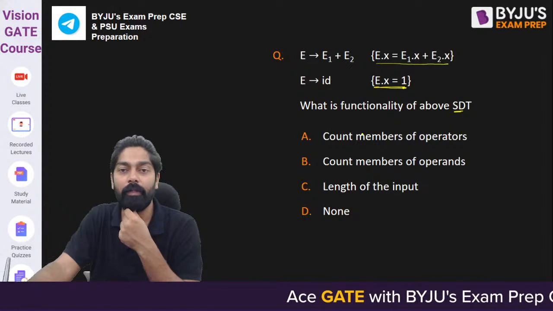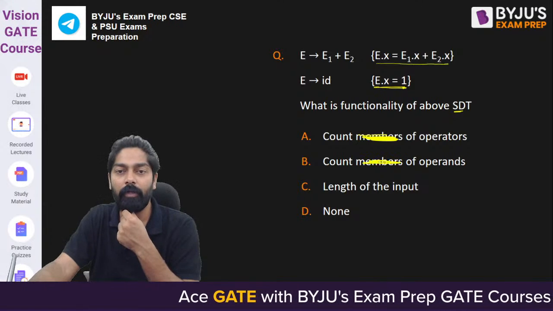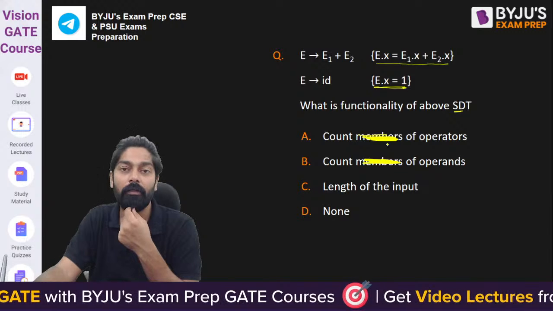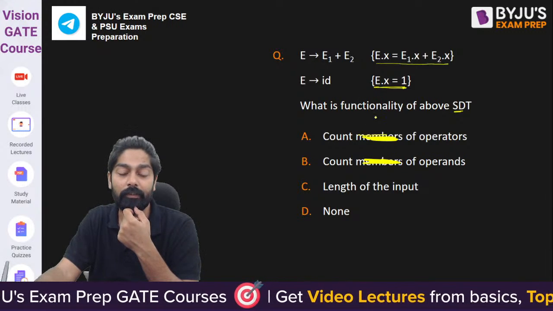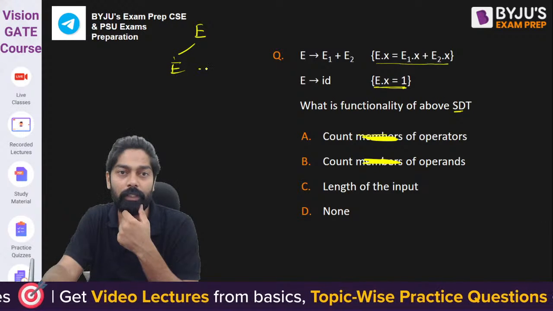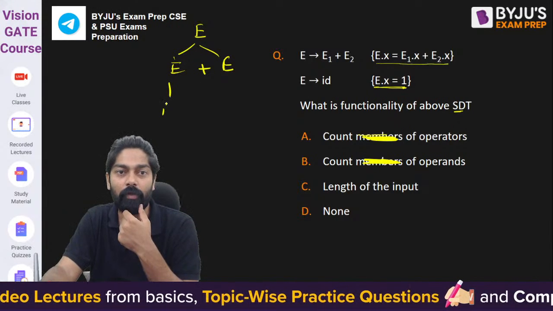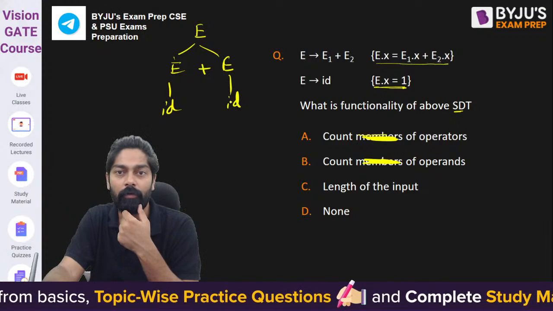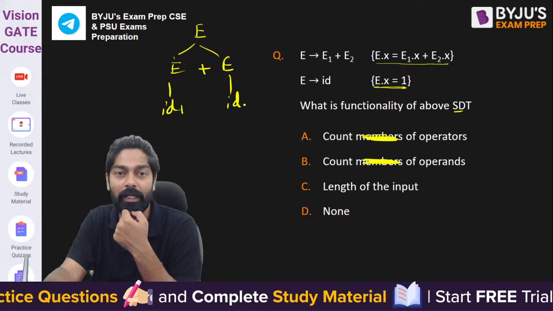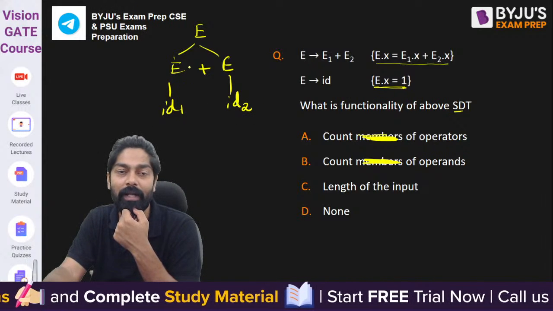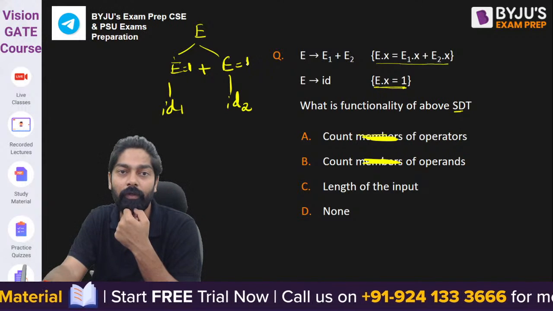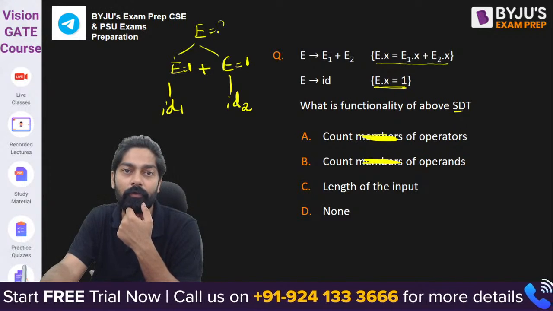The options are: number of operators, number of operands, length of the input, or none. Same options I have given. I think now you can say. So you can try the same thing: id plus id. So e goes to e plus e, and e goes to id, and e goes to id. Now see clearly it is id plus id. Let's suppose id1 plus id2. So id1 is nothing but 1, id2 is nothing but, my dear friend, 1. Now 1 plus 1 equal to 2. Now we will get 2 here.